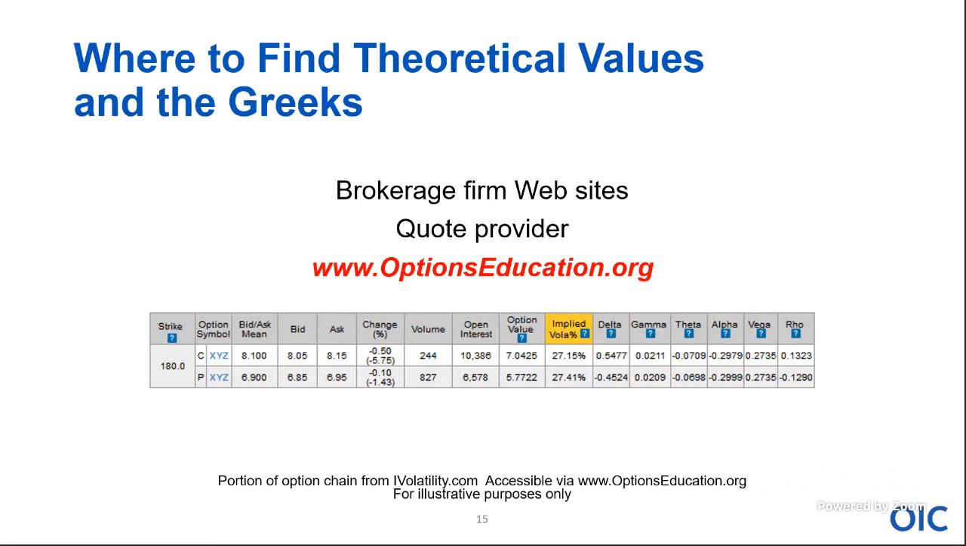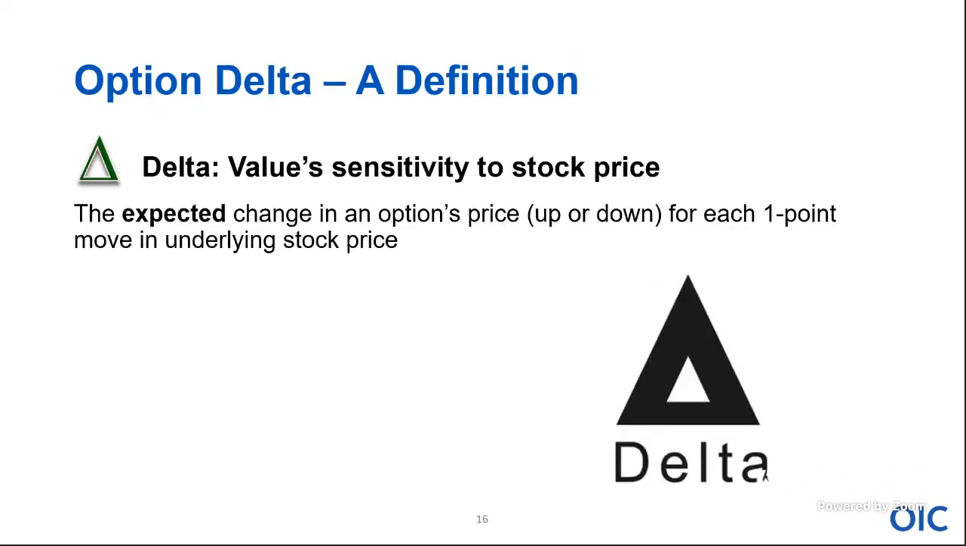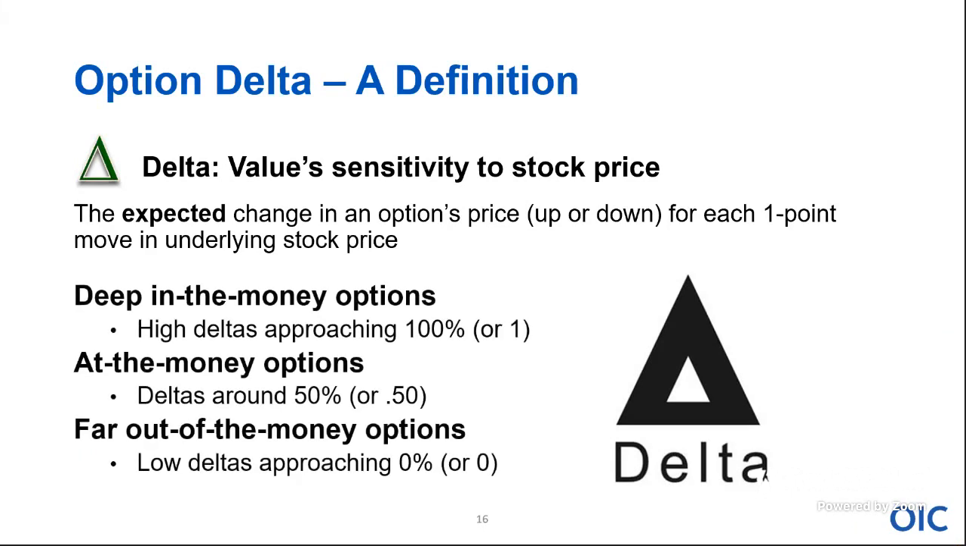So let's start with what might be the easiest one to understand. The most popular Greek that's out there is delta. As the stock price moves, the price of the option is going to move. We understand that. So how much is it going to move? There's a way to forecast what we might expect the new option price to be as the stock changes. And delta helps us do that. It's the expected change in an option price for each 1 point move in the underlying. And moneyness matters. Deep in the money options will behave with a very high correlation to the stock price itself.